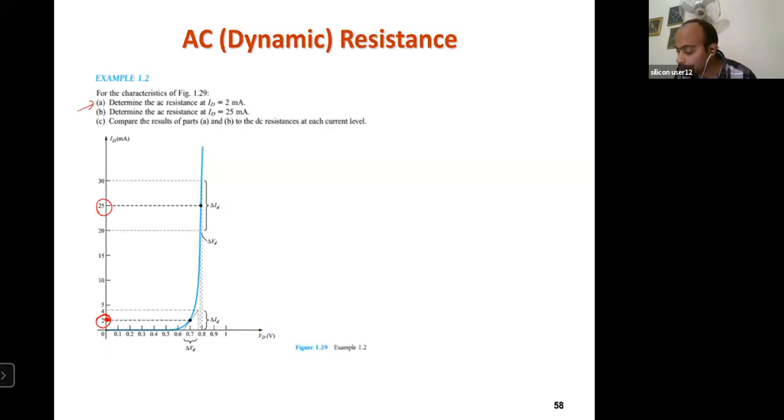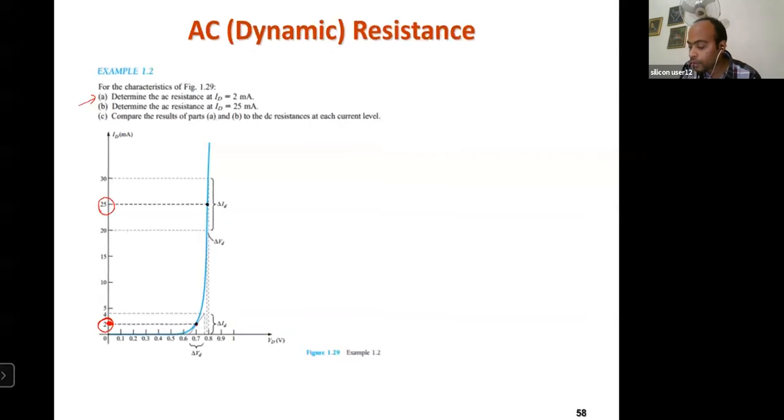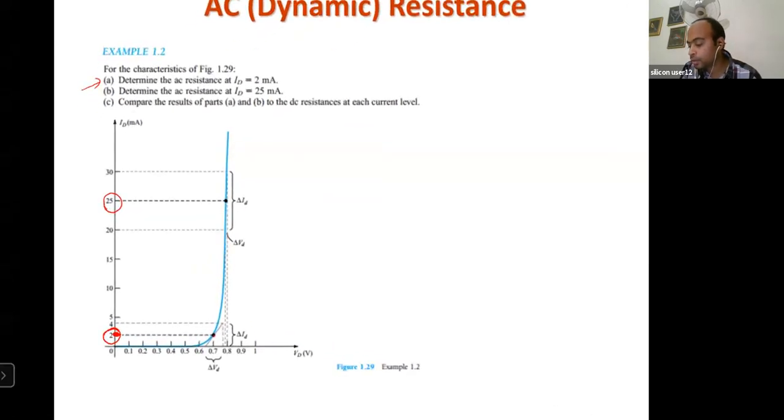So what you have to do? You just make a slope, make a tangent at the corresponding point. So 2 milliampere means put a horizontal line, and it is crossing at this point. So make a tangent, put a tangent here. Now find out how much is the delta VD and delta ID.